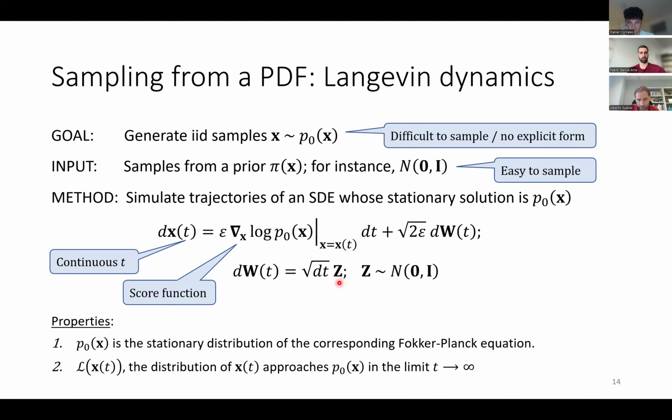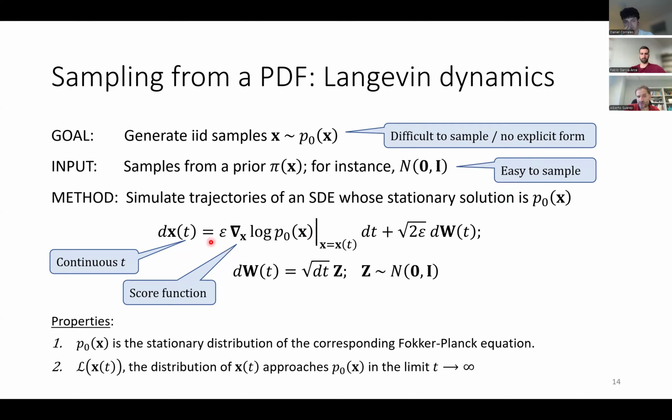The idea is that you can prove that no matter where you start here, whatever the value of x0 is, if you solve this stochastic differential equation, and since it's a stochastic differential equation, its solution has to be a simulation, okay? If you solve that asymptotically, you're going to get a sample from P0. Okay, that's the idea of Langevin dynamics.